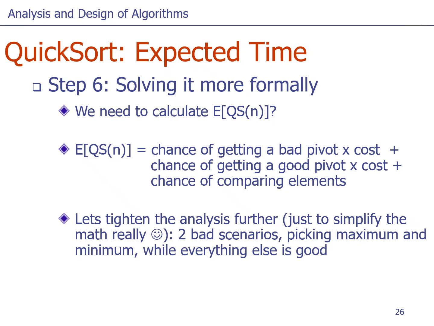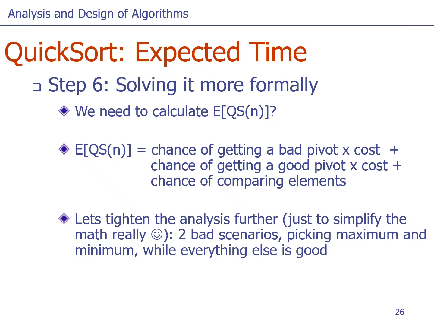We said that's half and half, by the way. We already figured that out. Plus the cost of comparing elements. Okay? So the math here is going to be very detailed, if I go and do exactly what I did in the informal analysis, which is to consider the pivots being half in the middle, good, and 1/4 bad at the beginning and 1/4 bad at the end.